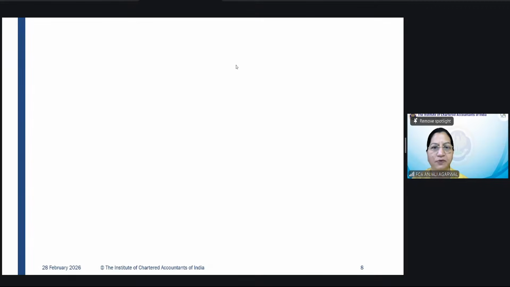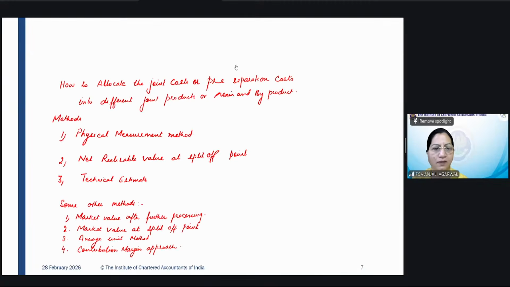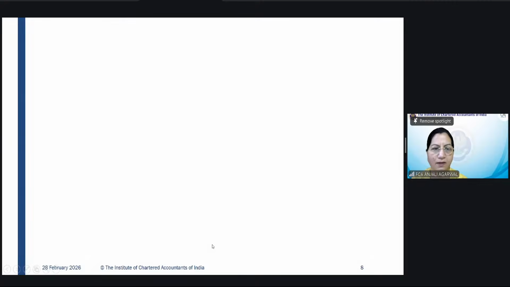Last one is contribution margin approach. So we will discuss them one by one. So let's take up a small example through which let us understand each of these methods.